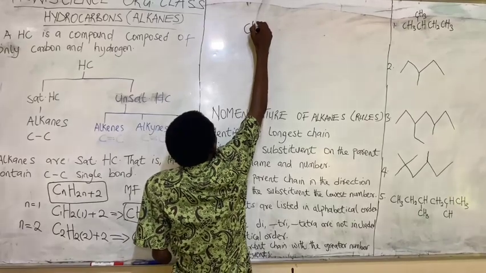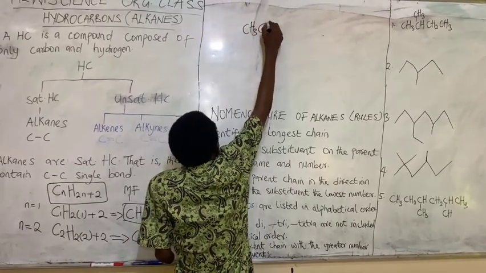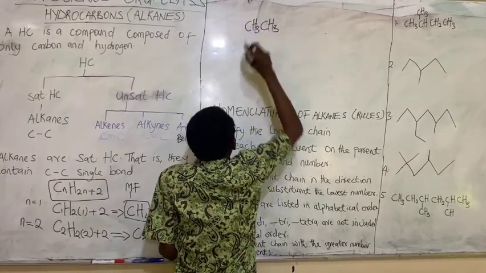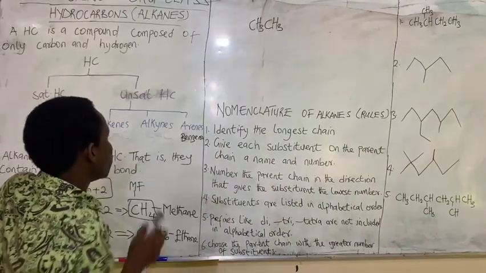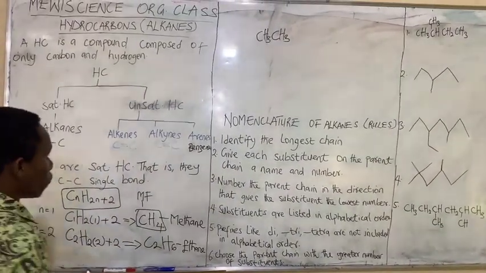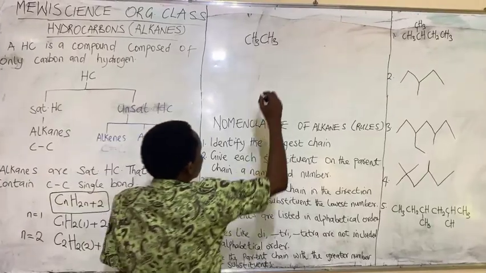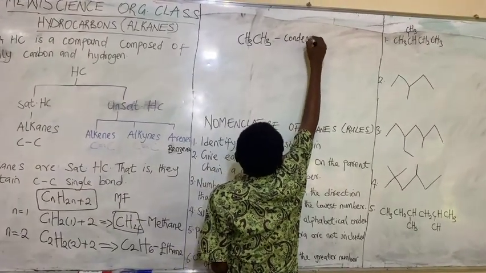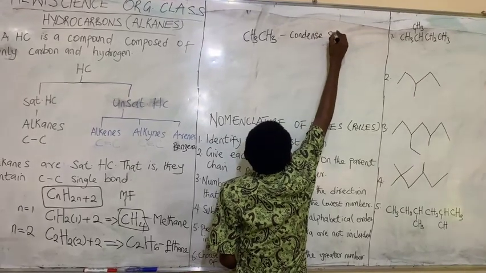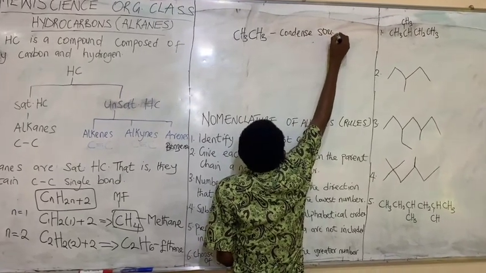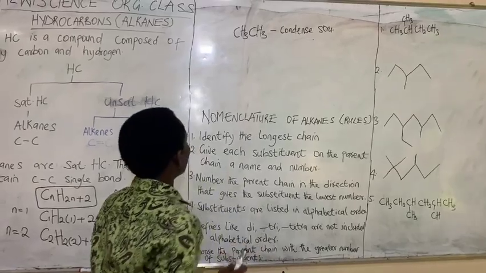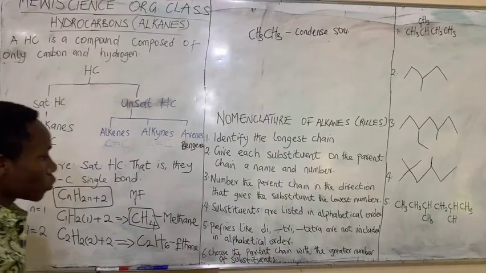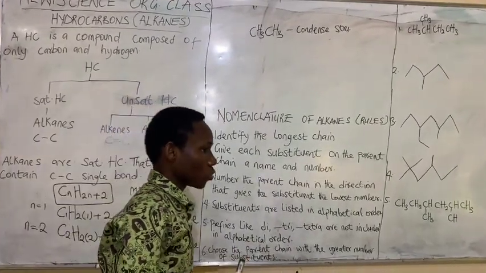So let's do it that way. We have 3 hydrogen, and 3 hydrogen. So this is the condensed structure, or condensed formula, of ethane. This is the condensed structure of ethane.